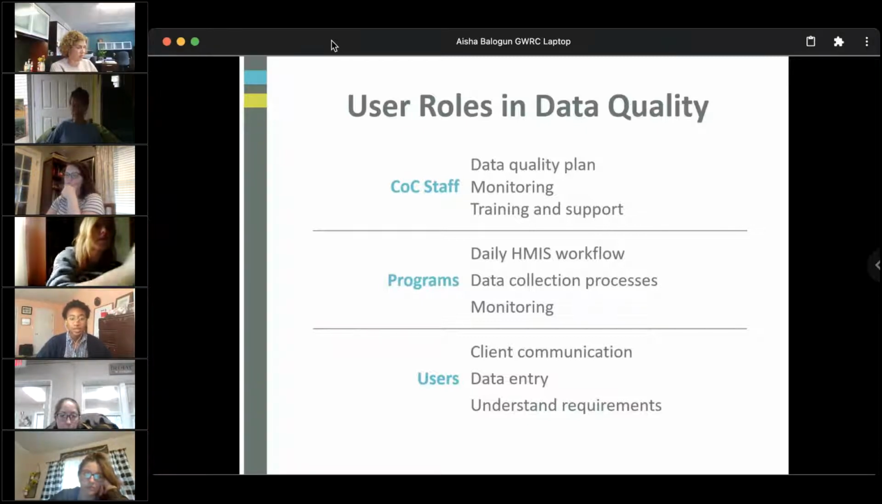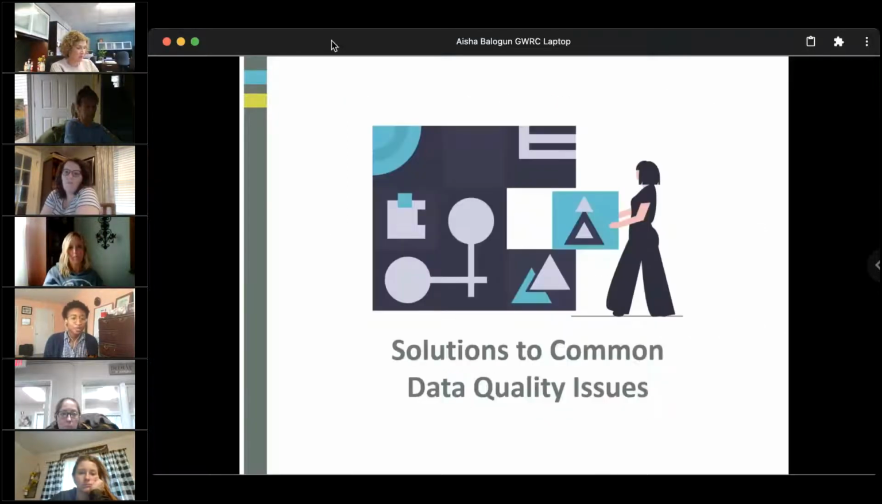Data entry, again, the pillars of data quality that we talked about, accuracy, timeliness, and completeness, will be something to think about. And lastly, understanding the requirements that we've talked about today in terms of what's expected in the different standards of data quality, again, timeliness, accuracy, and completeness. So those are some key roles in data quality.